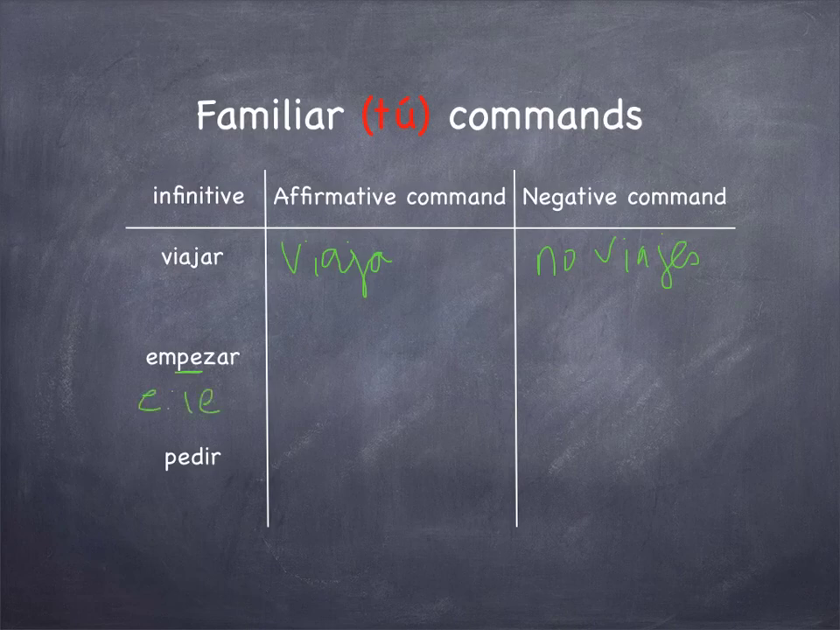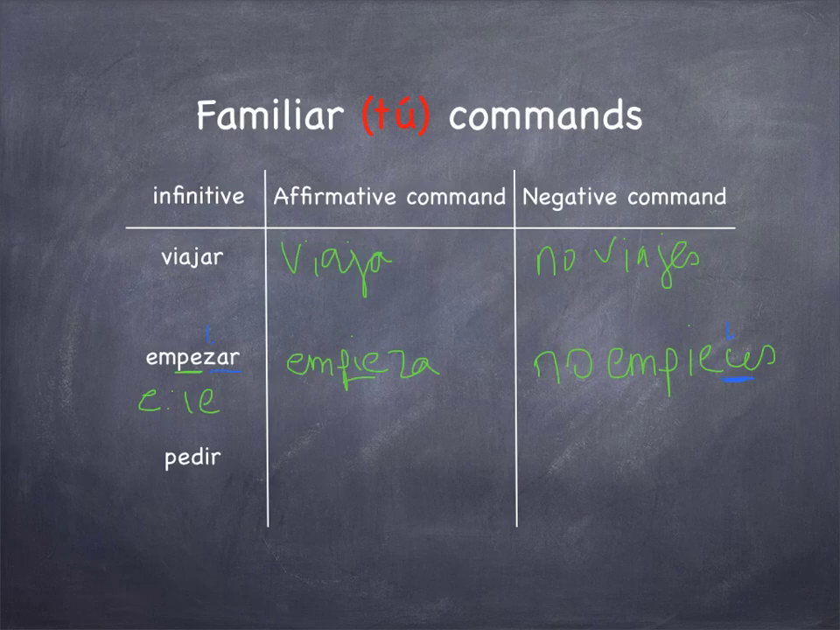So empezar, same thing, is a stem changing verb that changes from E to IE. So we need to grant that stem change. It would be empieza, and no empieces would be the negative form. Now notice that because this is a verb that ends in zar, then in the subjunctive form we have a change of spelling from Z to C.